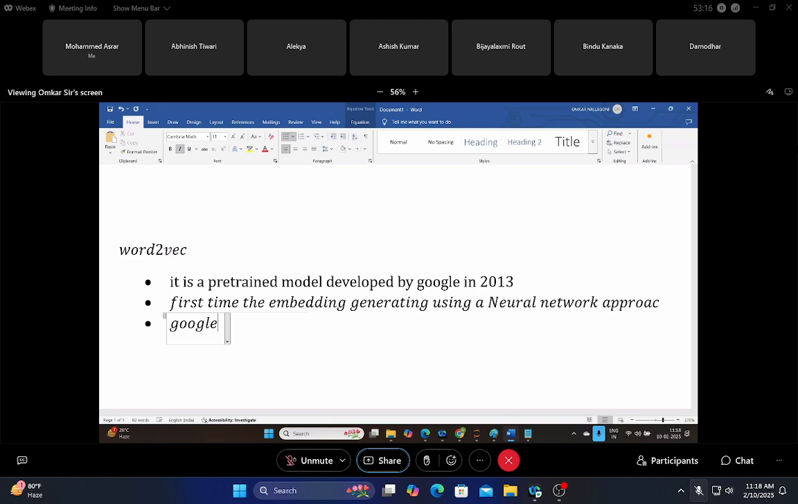Google trained on huge corpora, around 100 billion words of data. In that, they picked 3 million words.